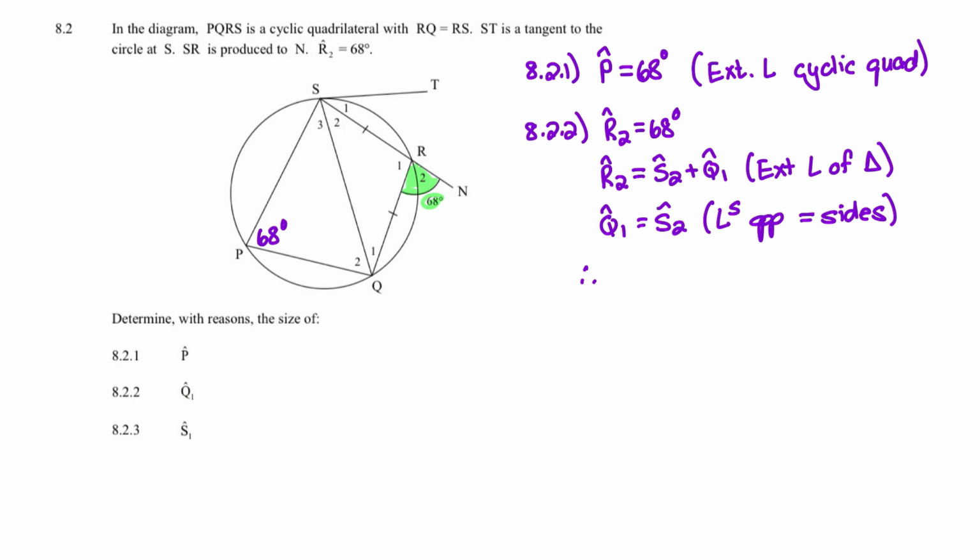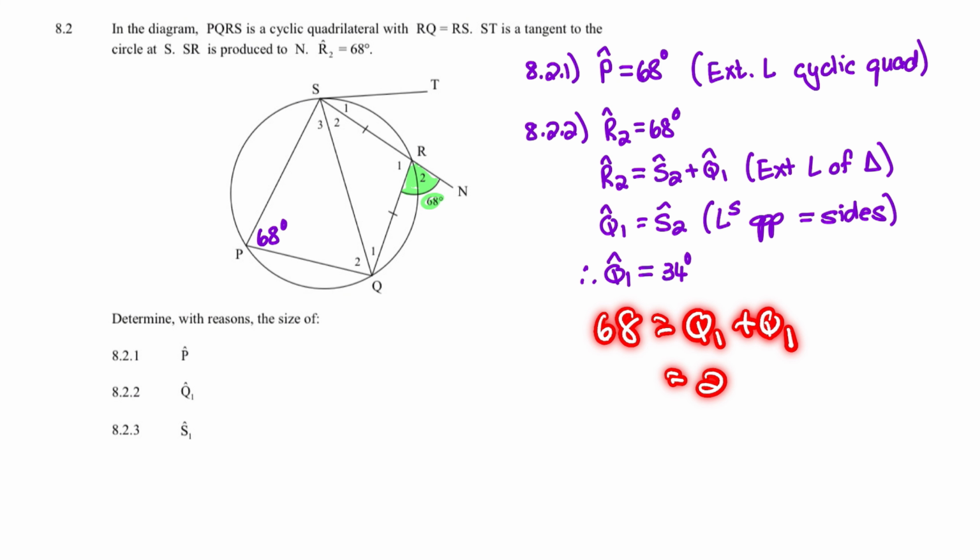Therefore, Q1 would be half of R2, and that is 34 degrees. So can you see that R2, which is 68, will be equal to Q1 plus Q1, and that is 2Q1, which is 68, and when I divide by 2, I get 34 degrees.